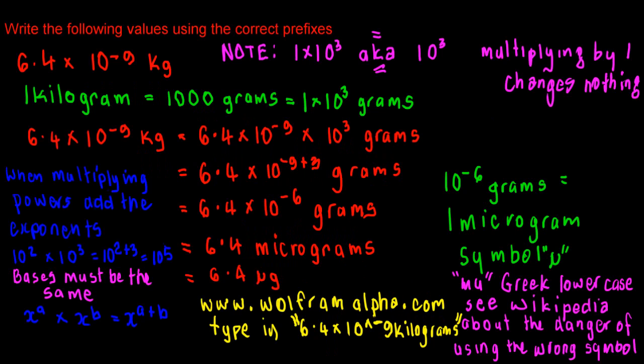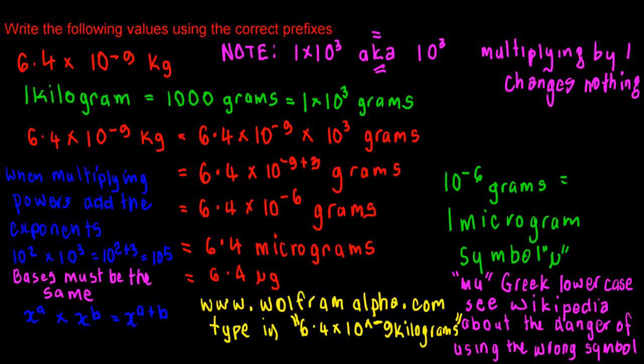Alright, here we are. We've got 6.4 times 10 to the negative 9 kilograms, and we want to convert that to a unit with the correct prefix. So 1 kilogram is 1,000 grams, 1 times 10 to the power of 3 grams. Multiplying by 1 changes nothing.